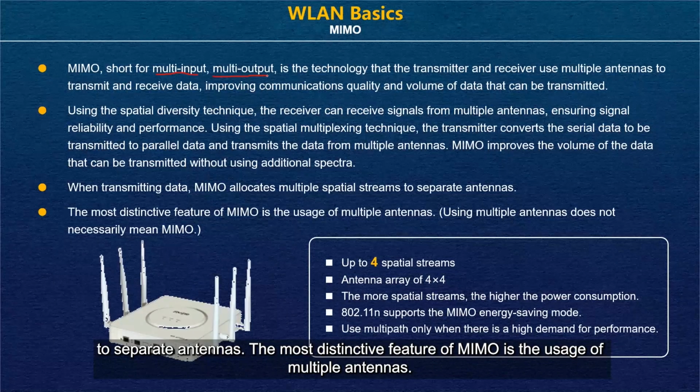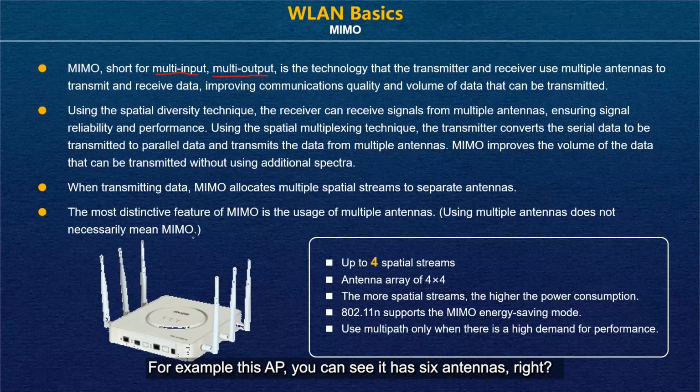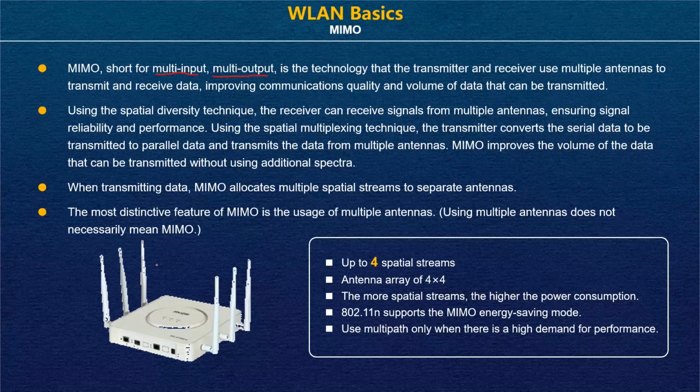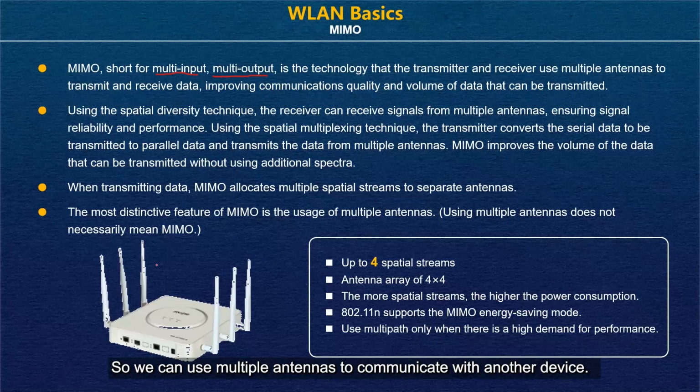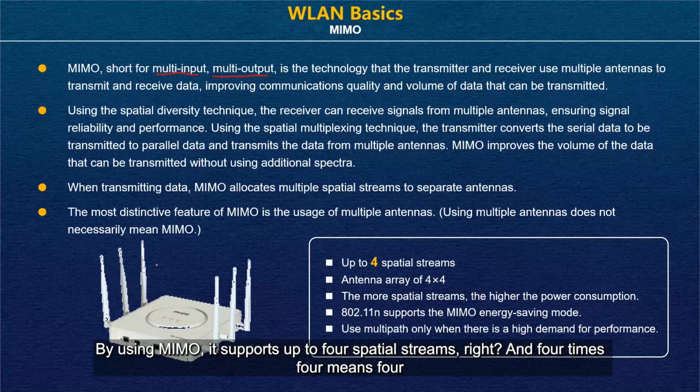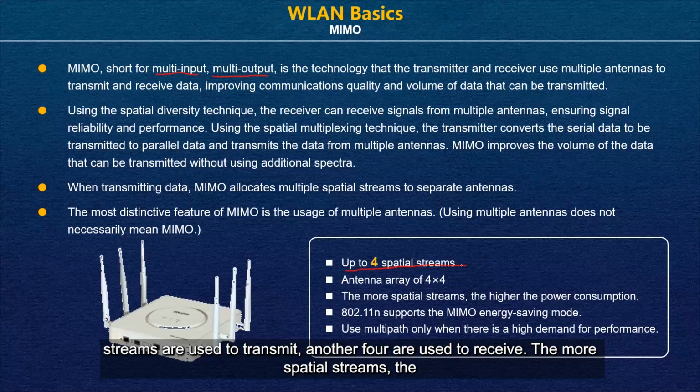The most distinctive feature of MIMO is the usage of multiple antennas. Because, for example, this AP, you can see it has 6 antennas, right? So we can use multiple antennas to communicate with another device. By using MIMO, it supports up to 4 spatial streams, right? And 4 times 4 means 4 streams are used to transmit, another 4 are used to receive.